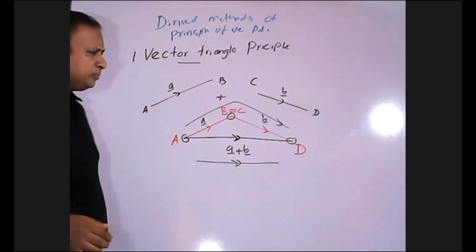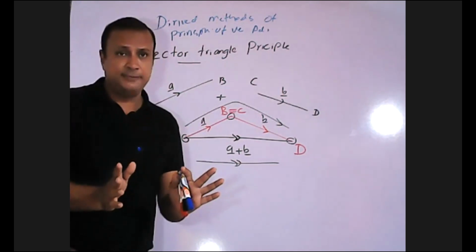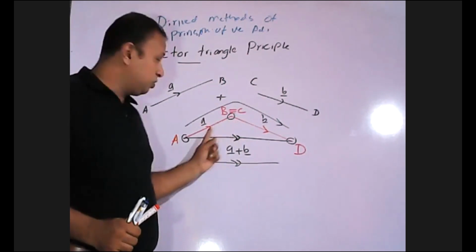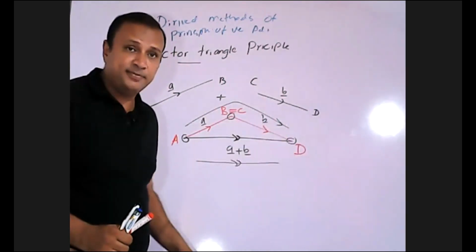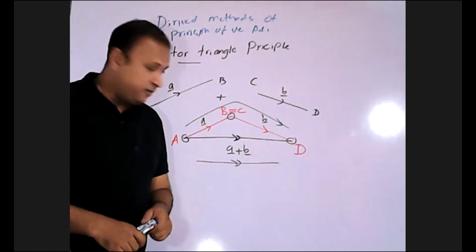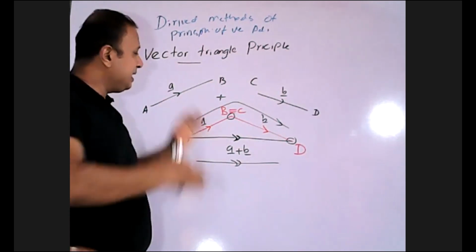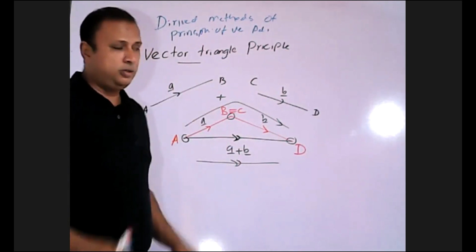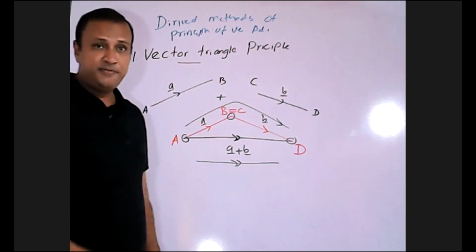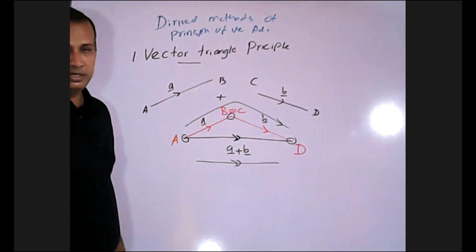So if we represent two vectors using the sides of a triangle, then the other side will represent the addition of these two vectors. That is another method of vector addition. That is called the vector triangle principle.